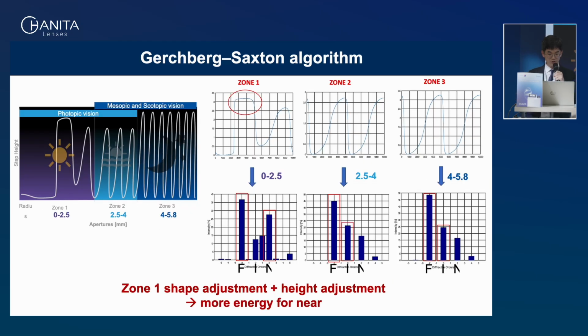So once again, zone 1 is a good example. Zone 1 has a unique shape adjustment and also a little bit of height adjustment so that it can have more energy for the near distance.